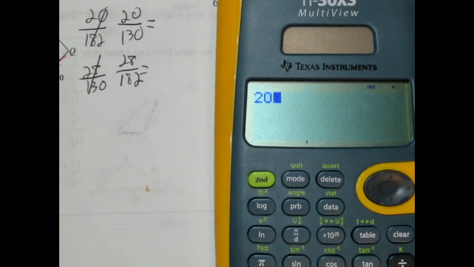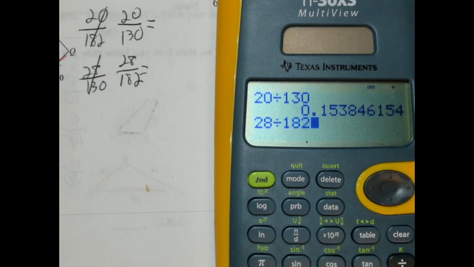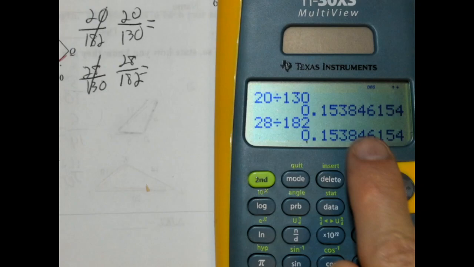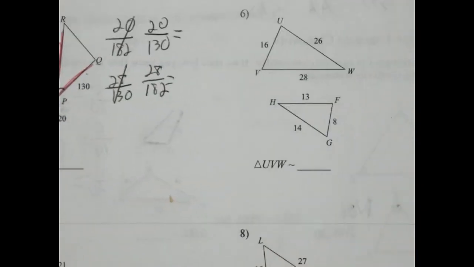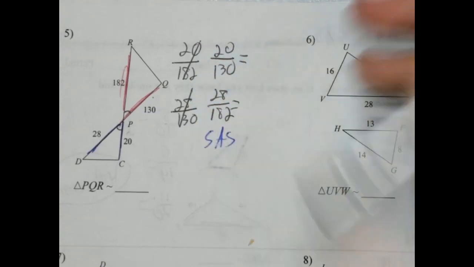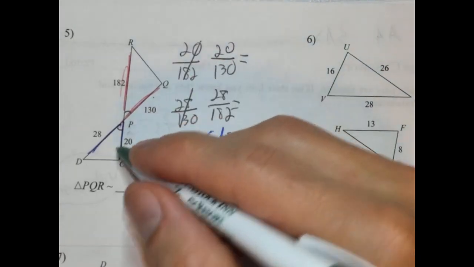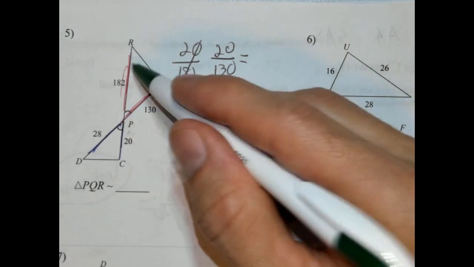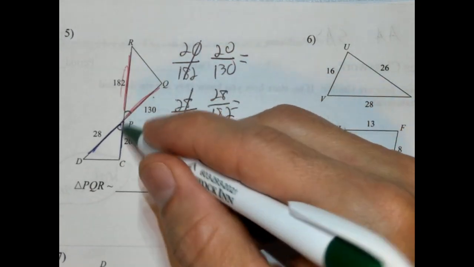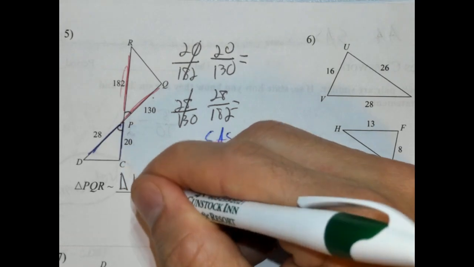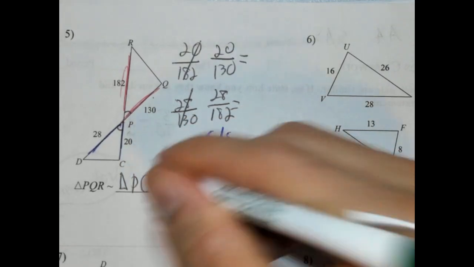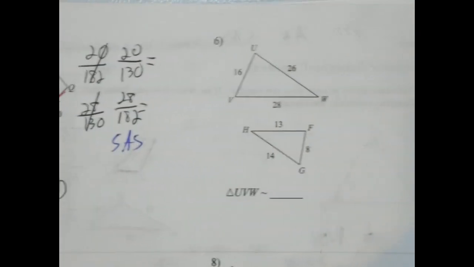So 20 divided by 130. Let's see what we get. So we get that. And 28 divided by 182. I get that. So let's check. Yes, those are identical. So these are proportionate. Therefore, this is SAS. Okay. And PQR, so PQR, that's a smaller one, so we got a small one, triangle PCD. Okay?